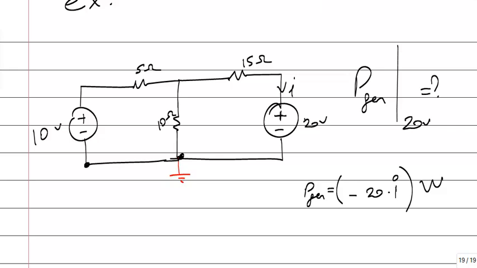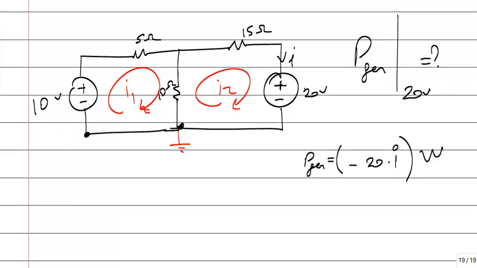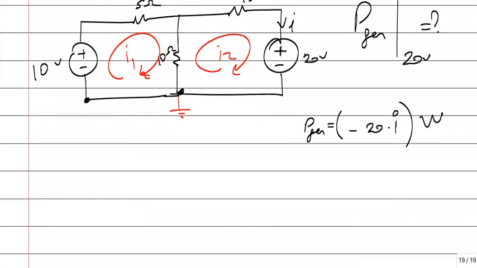So let's analyze this circuit using mesh analysis. There are two meshes. Let me say I1 and I2. I will write two KVL equations. Okay, KVL equation for mesh 1.